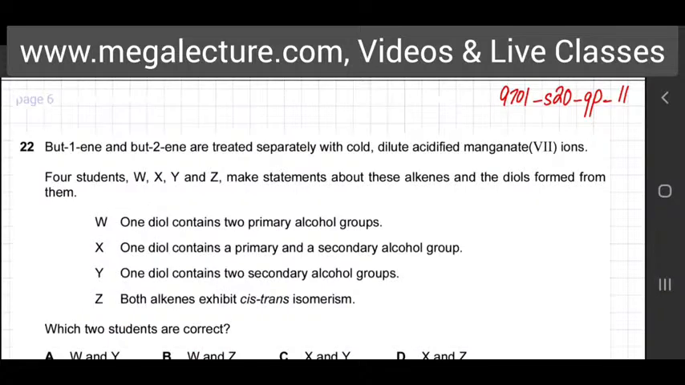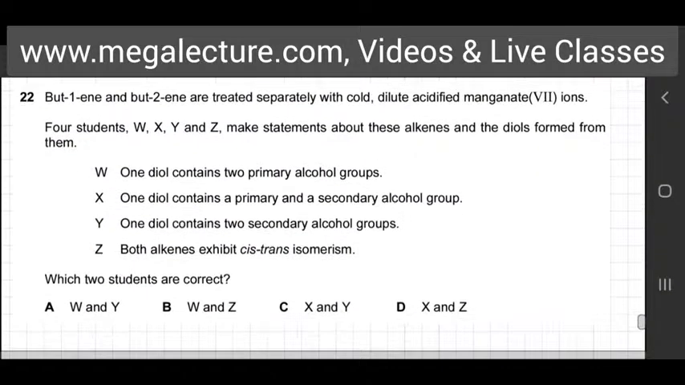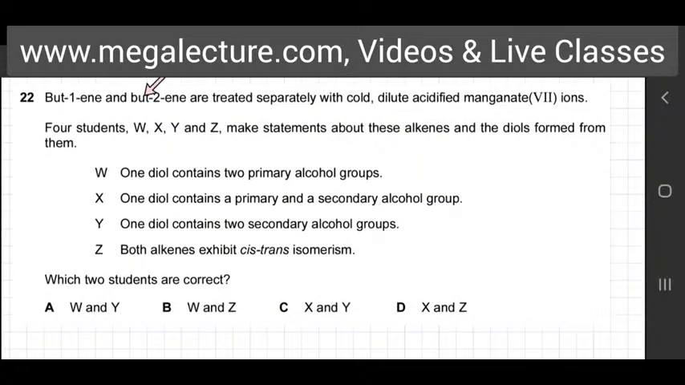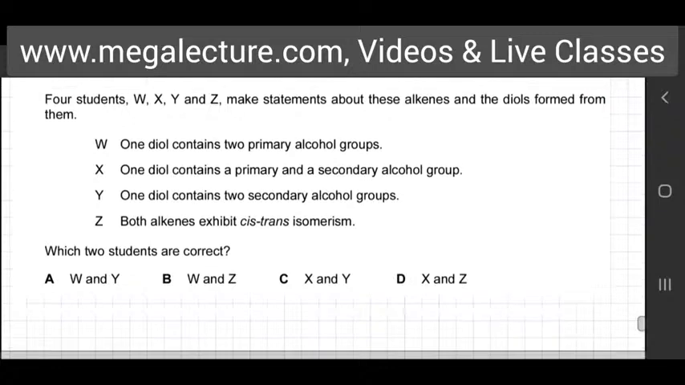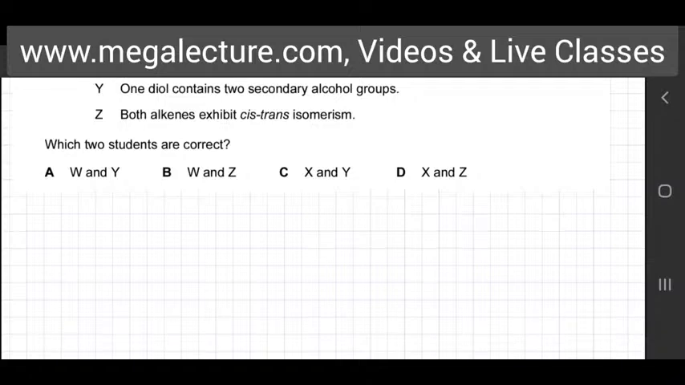Now let's try and do this question. We've got but-1-ene and but-2-ene, and they're treated separately with cold dilute acidified manganate(VII) ions. And 4 students W, X, Y, and Z make statements about these alkenes and the diols formed from them. So but-1-ene, but-2-ene. I'm going to draw both of them.